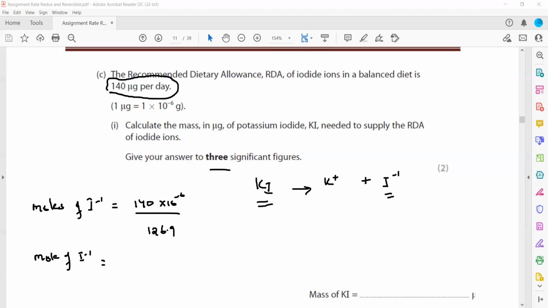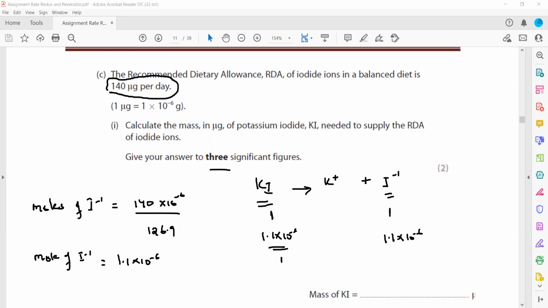So moles of iodide ion, 140 divided by 127 or 126.9. So this will give us 1.1 into 10 to the power minus 6. So these are the moles of iodide. And what is the ratio between iodide ion and potassium iodide? The ratio is 1:1. So if we have 1.1 into 10 to the power minus 6 moles of iodide ion, we'll have same number of moles of potassium iodide.